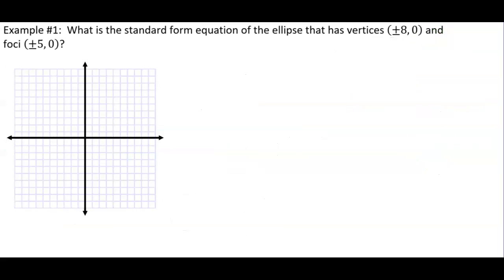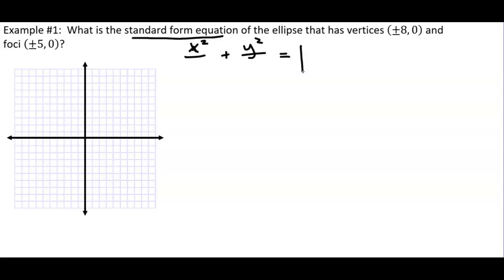So here's an example. What's the standard form equation? They're talking about x squared over, well, I don't know which way it's going to be yet because I haven't read all the information. x squared over something plus y squared over something, we'll figure out which way it goes in a minute, equals 1. Okay, and it's going to give us some information. They have to give us information if they want us to answer this type of question.